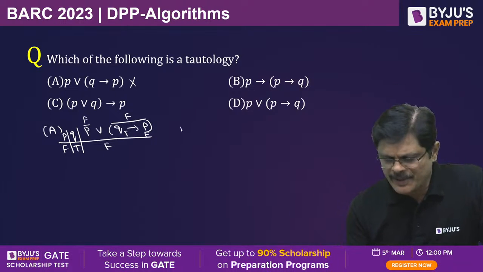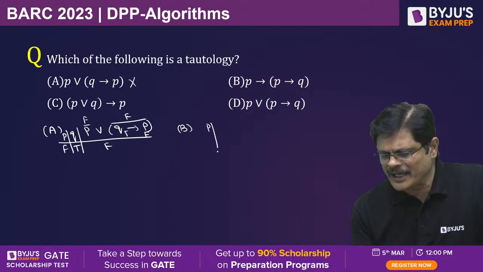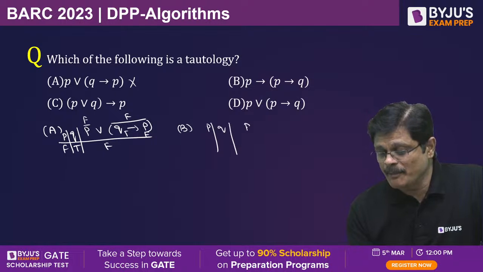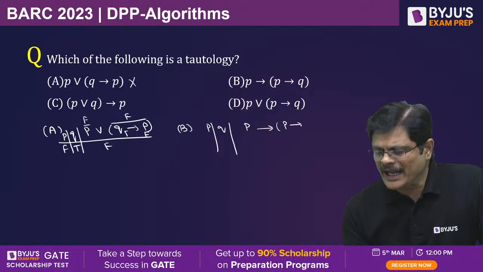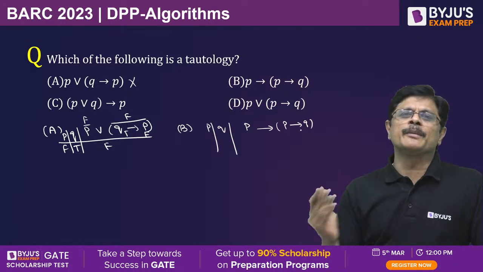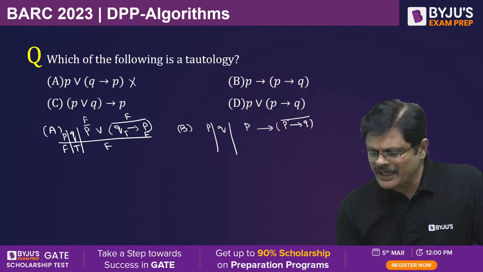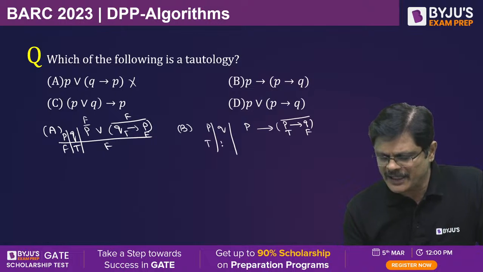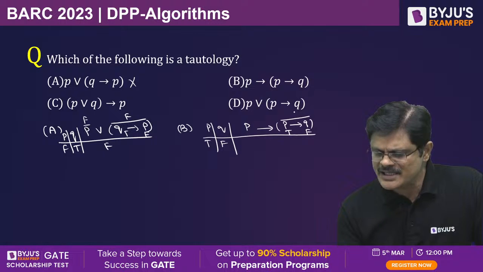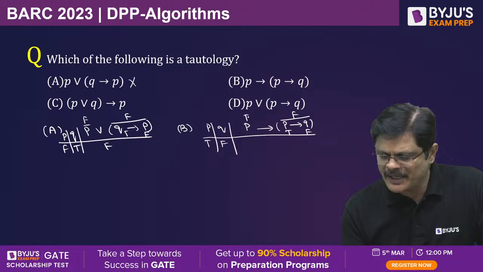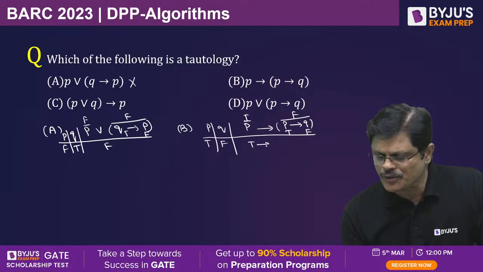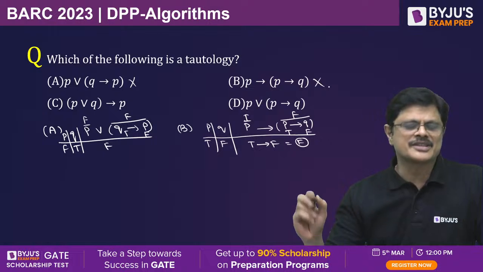Next one, option B. We are having again two variables. It is an implication. An implication is false when true implies false, so you try to make it false. You can make it false by making P true and Q false. So by taking P true and Q false, this will be false. Because P is true, you get the situation true implies false. That means it becomes false. So it cannot be tautology.